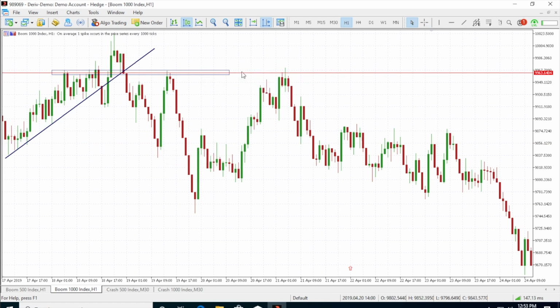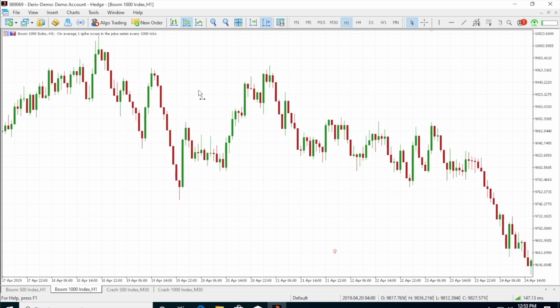Now let's move into the next one. The first one is easy, right? There is a trend line. The market breaks that trend line. You draw a confluence point. It comes back to that to test. Easy, you say.